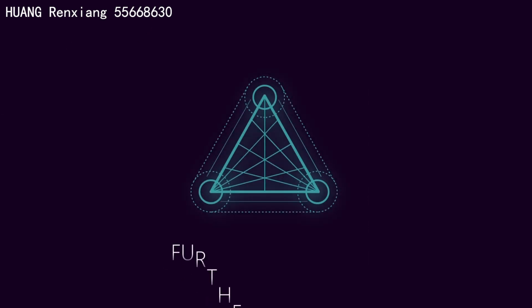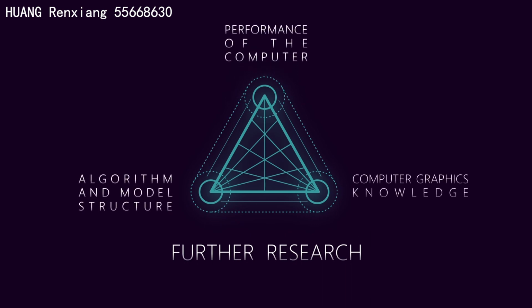There are always limitations in any experiment. In future research, we can optimize the algorithm and the model structure to improve training efficiency. Also, GPU acceleration is used. We can still further enhance the performance of the computer and extend the training time. Finally, we need to apply more computer graphics knowledge such as Poisson blending and edge blending.